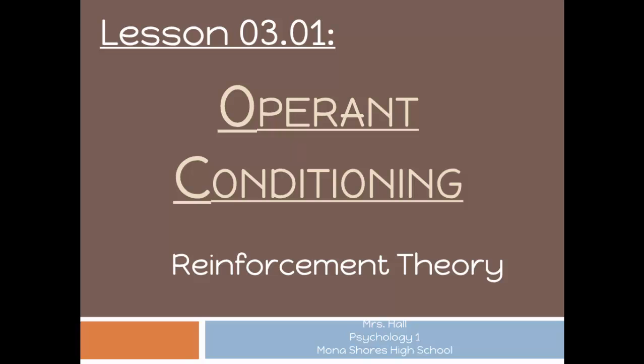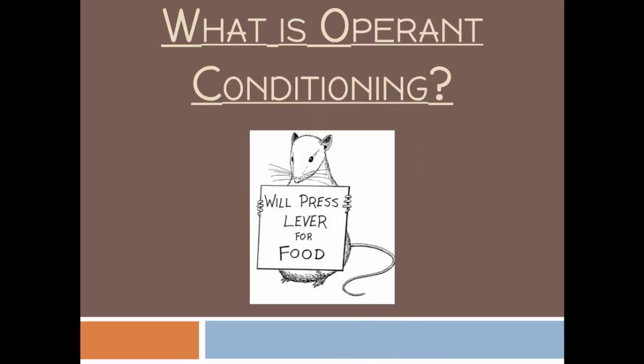So we're going to be talking in this lesson, lesson 3.1, and I'm going to call it A, about reinforcement, what it is, and the positive and negative reinforcement and the difference between those. In lesson 3.1b, we'll talk more about punishment and what's known as positive punishment and negative punishment. So let's talk about what operant conditioning is.